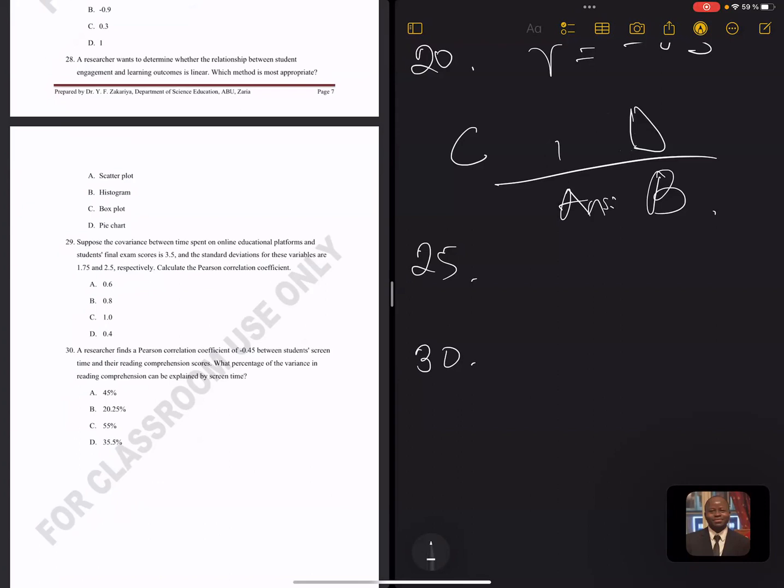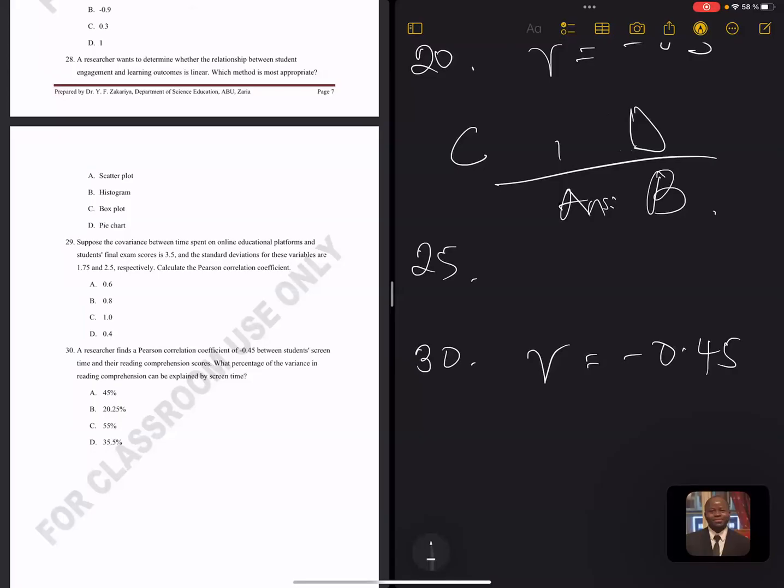A researcher finds a Pearson correlation coefficient of minus 0.45. R is minus 0.45 between student screen time and their reading comprehension scores. That is how much time they watch their phones. You see this type of study: how much time they read from their phones, or watch television, or their laptop. What percentage of the variance in reading comprehension can be explained by the screen time?